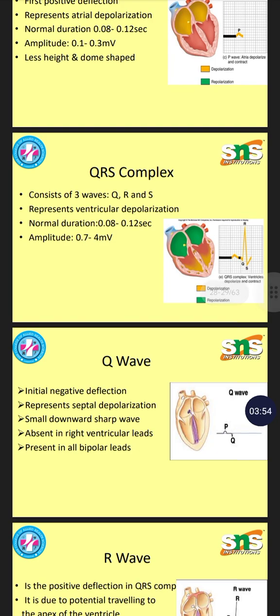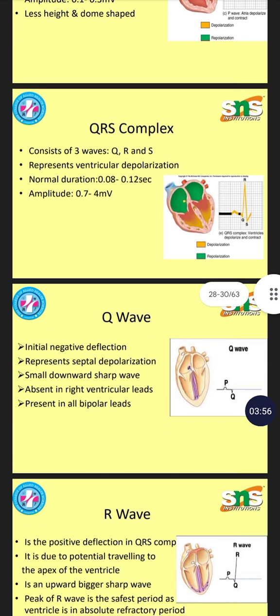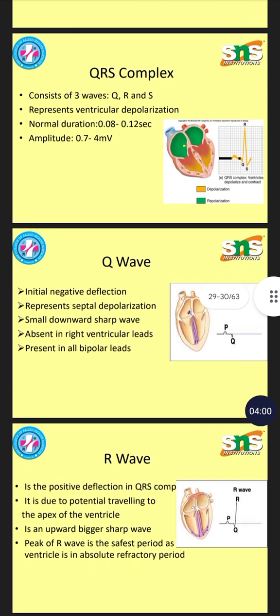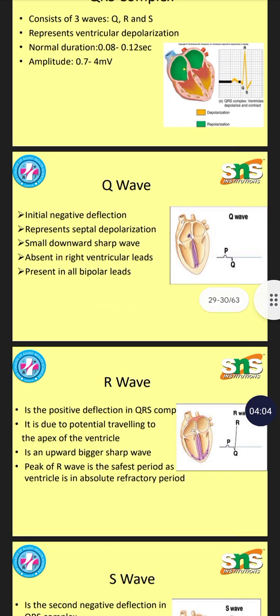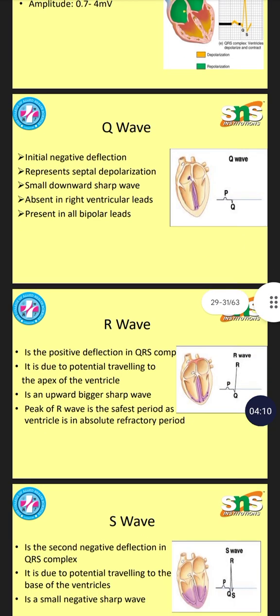QRS complex consists of three waves Q, R and S, and represents ventricular depolarization. Normal duration 0.08 to 0.112 second. Amplitude 0.7 to 4 mV. Q wave. Initial negative deflection represents septal depolarization. Small downward sharp wave. Absent in right ventricular leads.